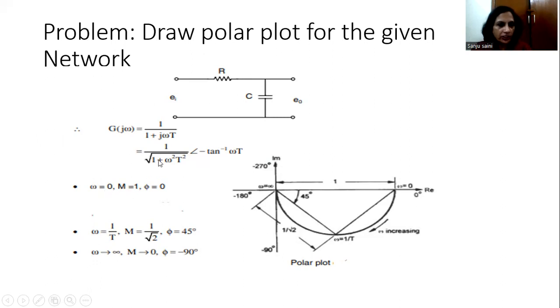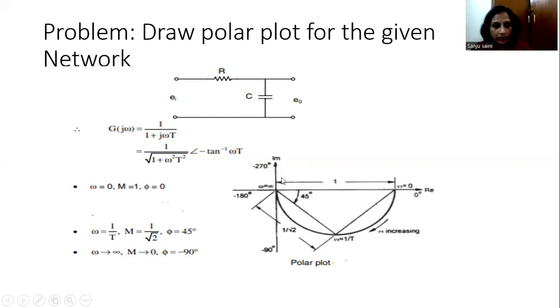When ω equal to 0, M will be equal to 1. When ω equal to 1 by T, M will be equal to 1 by root of 2. When ω equal to infinity, M will be equal to 0. Then about the phase angle, at ω equal to 0, phase angle will be equal to 0, this is tan inverse 0. At ω equal to 1 by T, phase angle will be equal to minus tan inverse 1, so this will be minus 45 degrees. When ω is infinity, phi will be equal to minus 90 degrees.